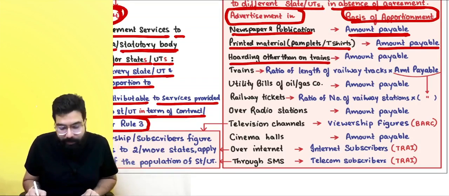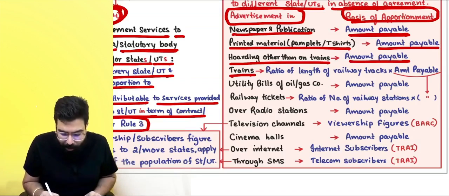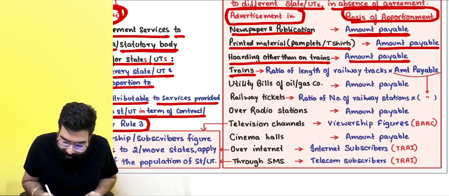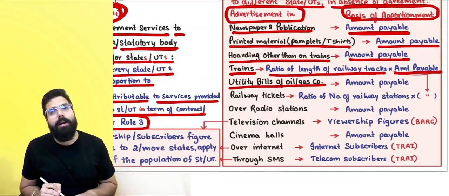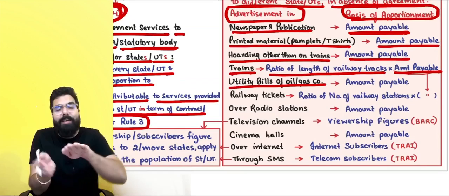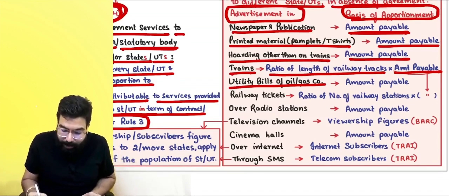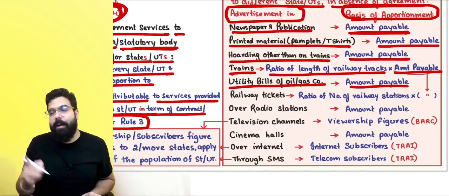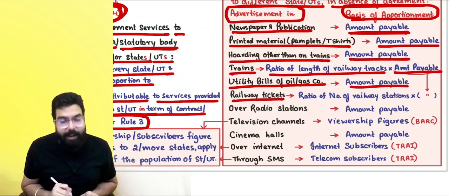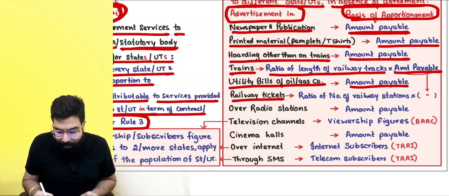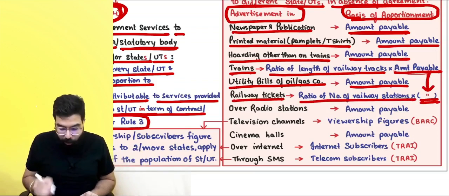Hoardings other than hoardings in trains, amount payable. If I have done advertisement in trains, then you have to use the ratio of the railway track multiplied by the amount payable. Utility bill may be where I have done the advertisement. You'll see behind an electricity bill there is an advertisement of the government. If I have done the advertisement, then whatever amount I have paid for the advertisement, in that ratio I'll apportion the value. Railway tickets, if advertisement is done by me for the government, then the ratio of the number of railway stations multiplied by the amount payable, ditto.